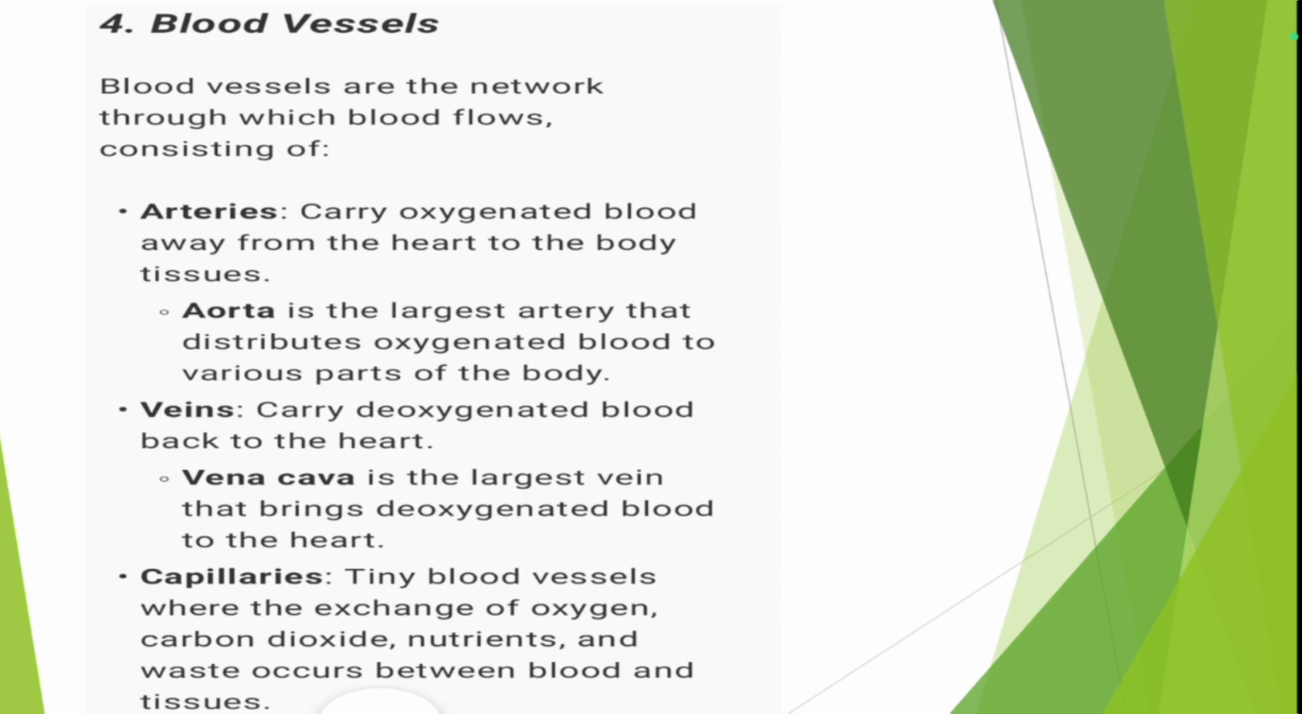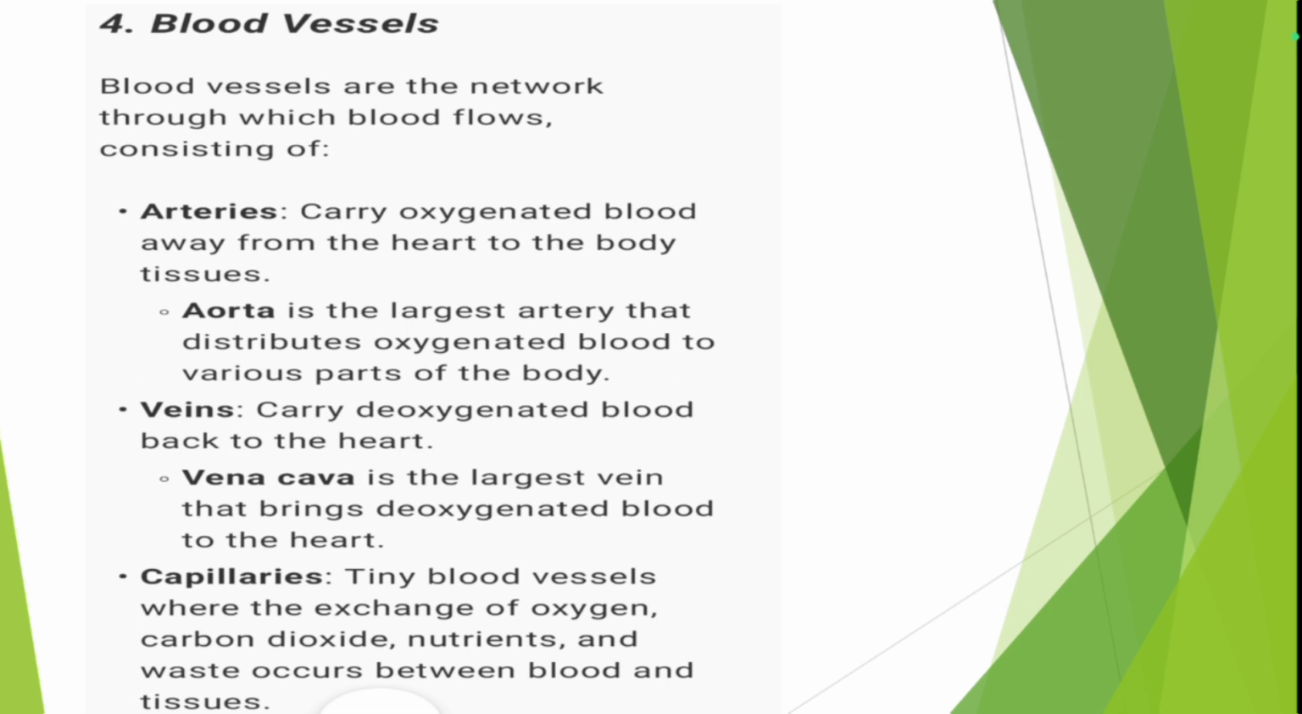Now there are four types of blood vessels. Actually, there are two types of blood vessels, but here two more names are given. As you can see, the aorta and the vena cava. As I told you, aorta is the biggest artery and vena cava is the biggest vein. So we can conclude that we mainly have two types of blood vessels. And another term you can see is capillary. We will be reading about it.